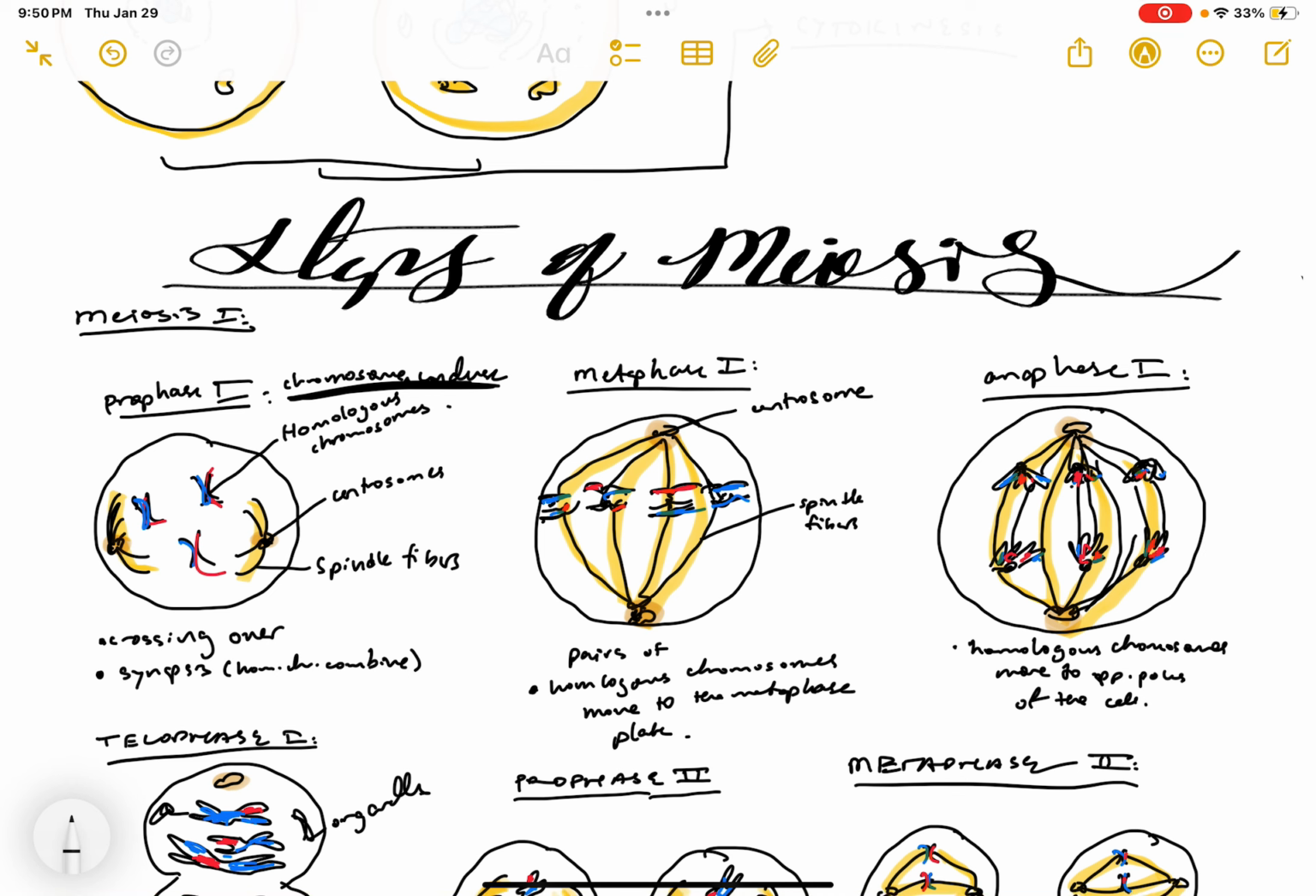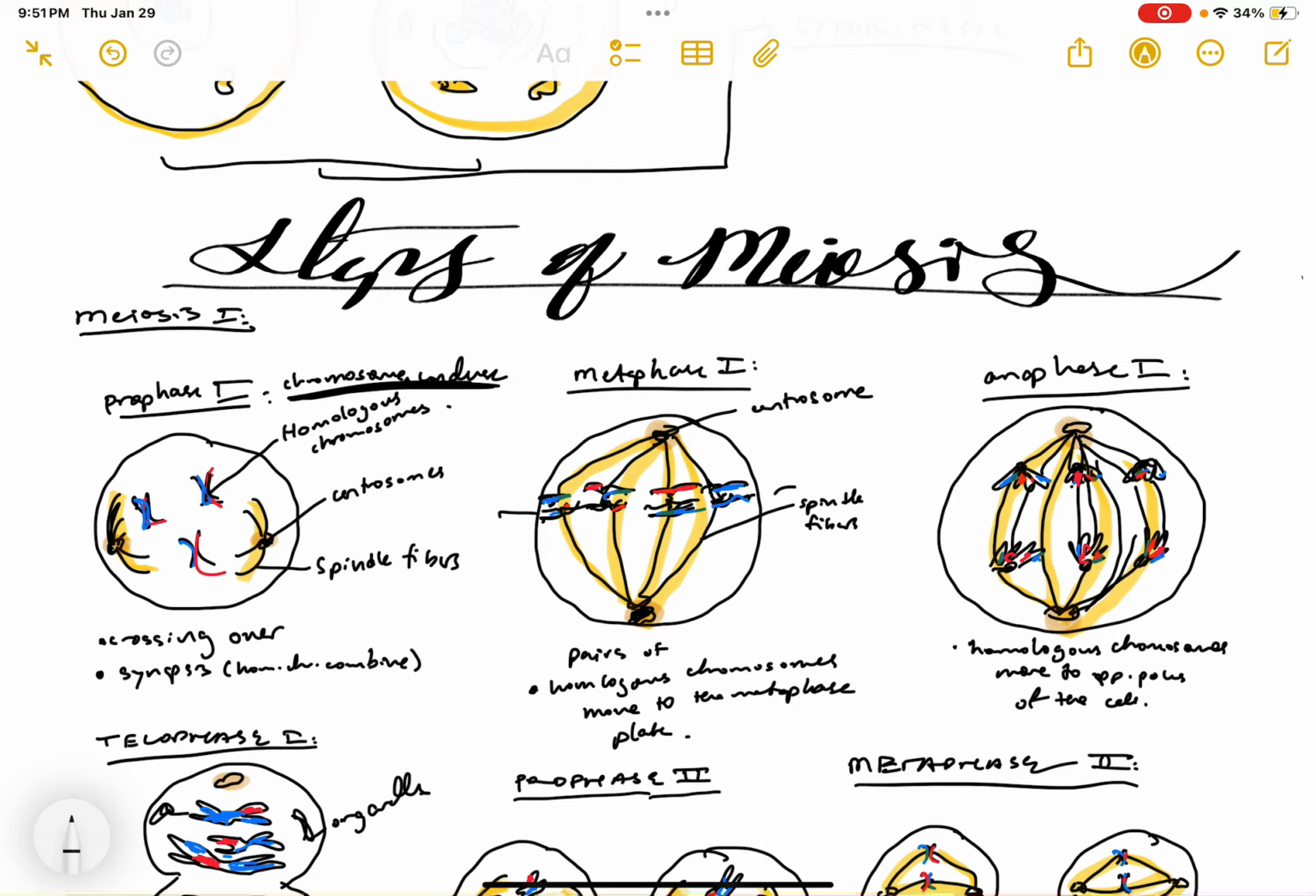So in metaphase 1, what happens is we still have the centrosomes. Now the spindle fibers have developed to a point where they are moved not to the metaphase plate, in that they're moved horizontally, not vertically. So we can't really say the metaphase plate here, but they're moved horizontally along the center line, you can say, of the cell. So we can see pairs of homologous chromosomes are moved to the center line of the cell at a horizontal position due to the spindle fibers pulling them that way.